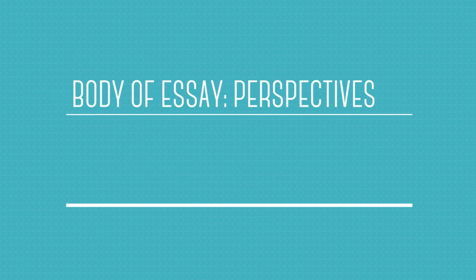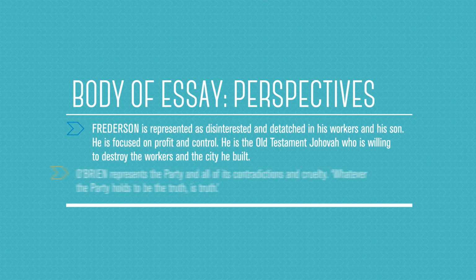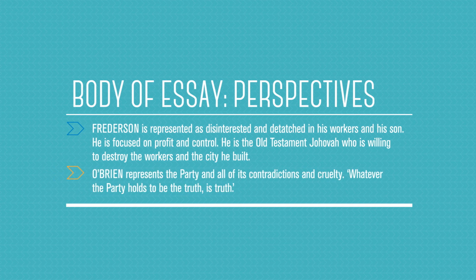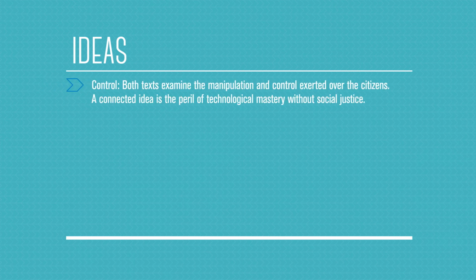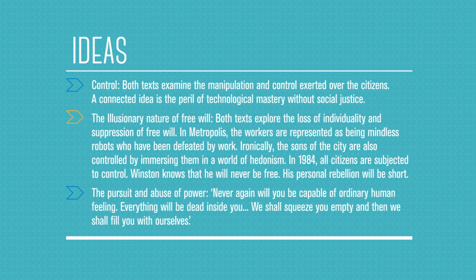And lastly, those people that wield power. Fredersen in Metropolis is actually a megalomaniac who controls all the industry. He only cares about profit and control. He's like the Old Testament Jehovah. And of course, O'Brien represents the party in 1984. And he says things like, whatever the party holds to be truth is true. And that leads to three key ideas. Control, both texts examine the manipulation and control exerted over citizens, the illusionary nature of free will, and lastly, the pursuit and abuse of power.